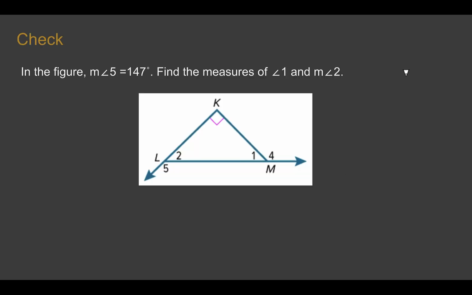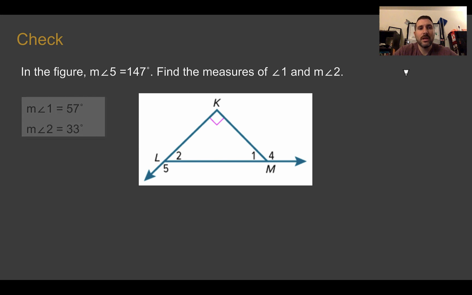Check your understanding. Using the figure and the information provided, find the measures of angle 1 and angle 2. Pause the video now and complete the check. Check your answer. You should have said angle 1 is 57, angle 2 is 33. To get that angle 5 down here at 147, I'm going to do this one as supplementary right away, so I would know that that's 33.